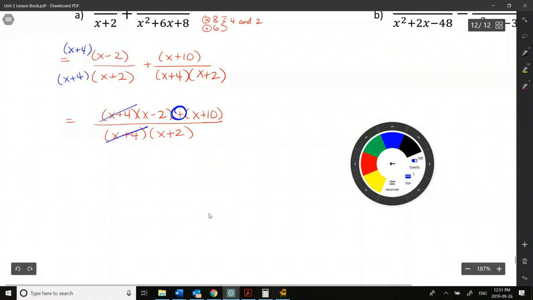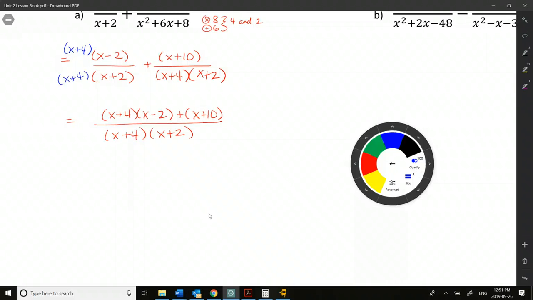I cannot cancel these x plus 4's at this point, okay? That is a big no-no. That's a big mistake that I see in this unit a lot. So if you remember nothing from today, please remember that if you have an addition happening on the top that's separating out terms, you need to first expand and simplify the numerator and then get it fully factored. This is not fully factored at this point.